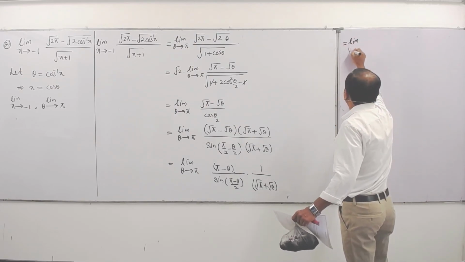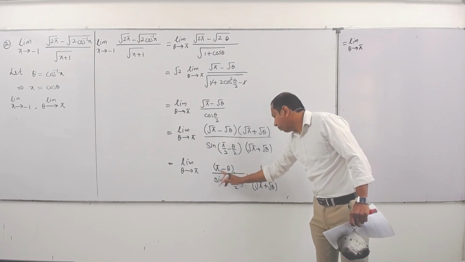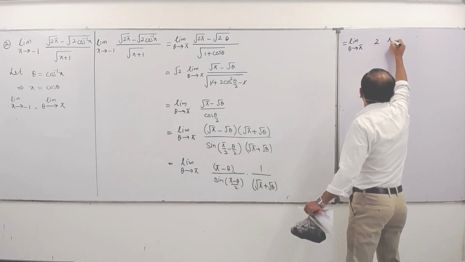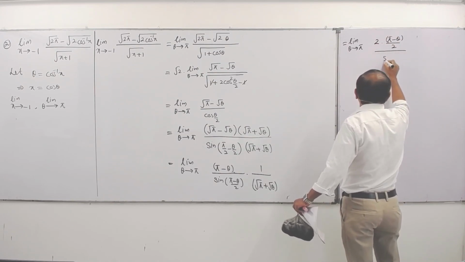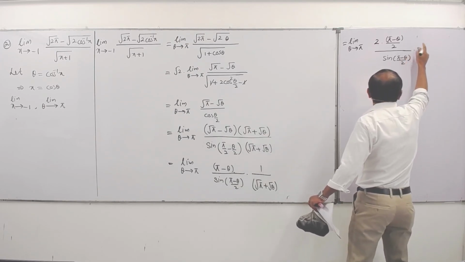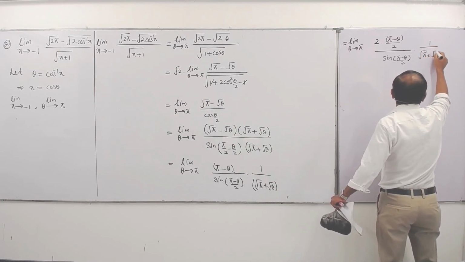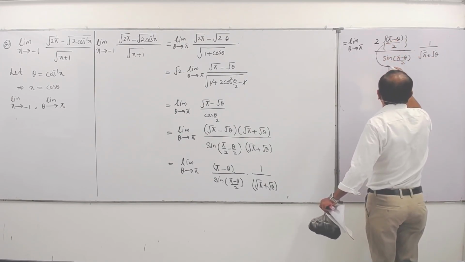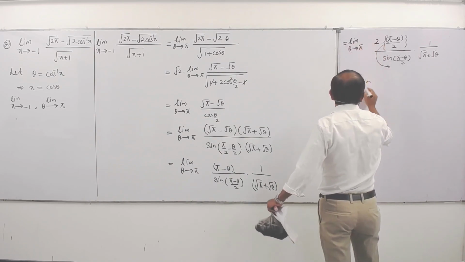Now, limit theta going to pi. Here I divide this pi minus theta by 2, and meantime multiply by 2. This way I am saying now. And this is sine of (pi minus theta) by 2, times 1 over root pi plus root theta. Now this part only, I suppose, take. Then the 2, this one I can take out.